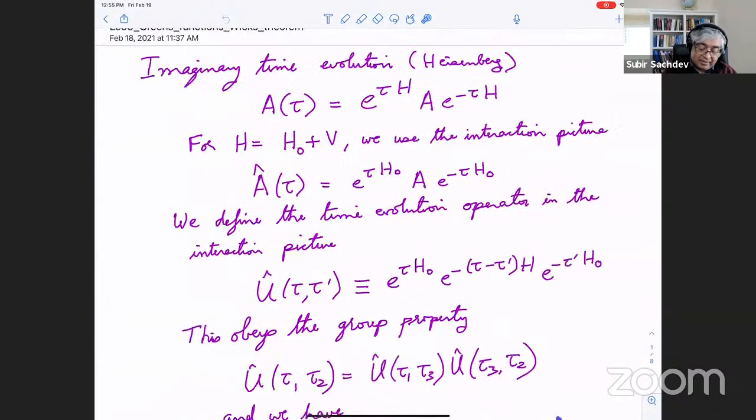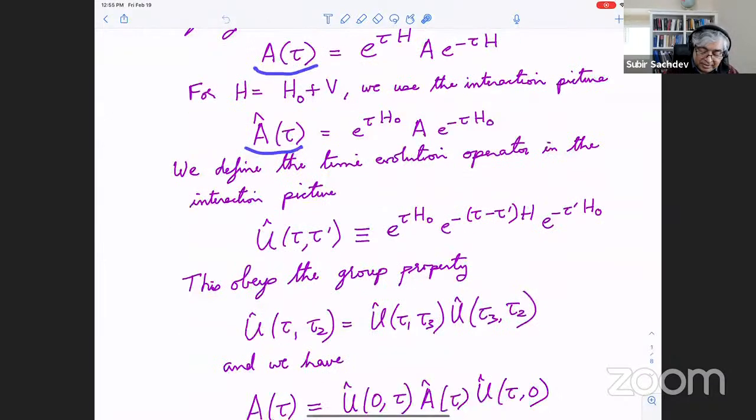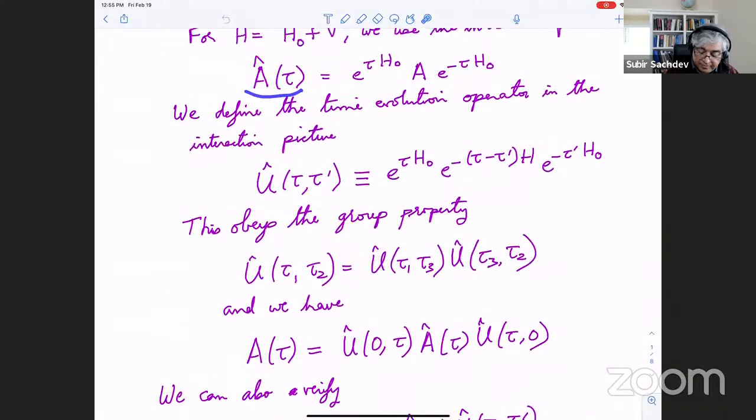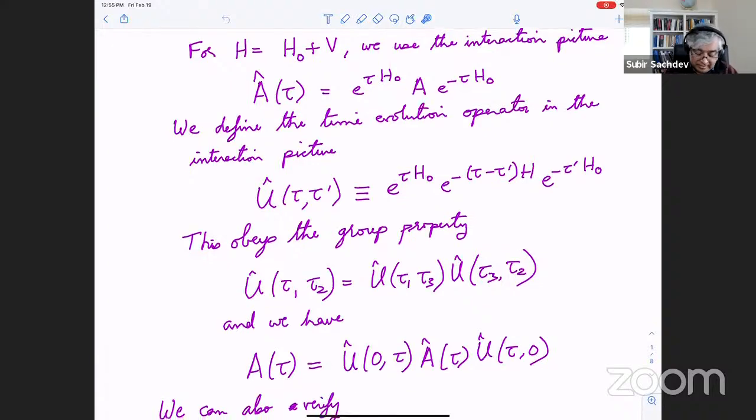So if you want to relate the time evolution you want, for the full Hamiltonian, to the time evolution you know, which is for the A hat operator, you can go from the time evolution you want to the time evolution you know by inserting two factors of the U hat here. So you start from any time you want, it doesn't have to be zero. U hat of zero tau, take an A hat, no, actually, you do have to start from zero, sorry. Zero to tau, A hat of tau, and then tau to zero. And you just plug these things in and you see that's correct.